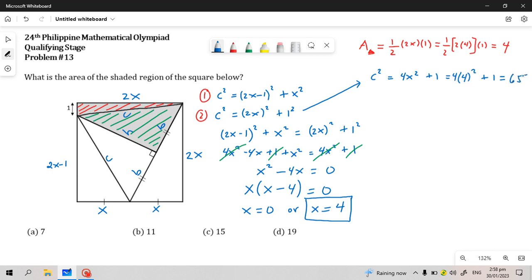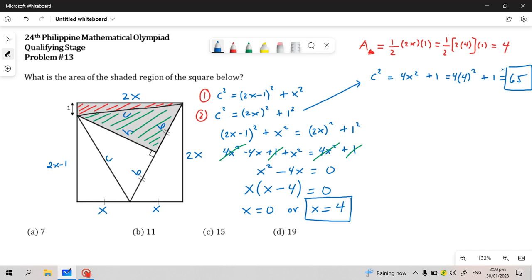In this case, I will not solve for c because I expect that we will be dealing with c squared later on. If we deal with c squared later on and we solve for c, we still have to square that value of c to get c squared. So I'll just retain this one here. The value of c squared is 65. But if you want to solve for c, there's no problem. Okay, so next.